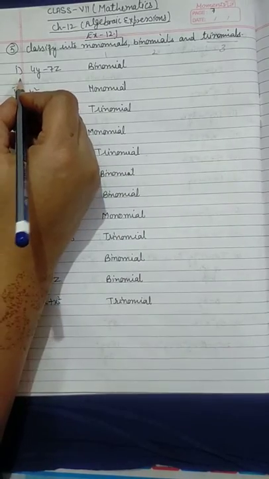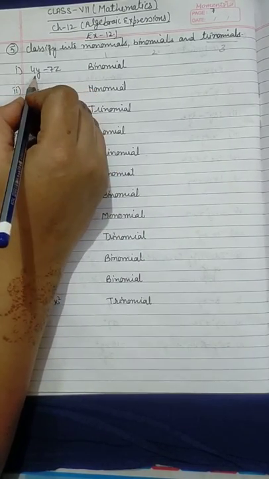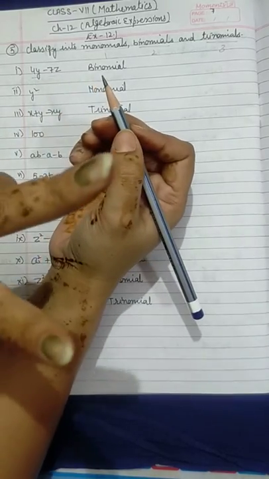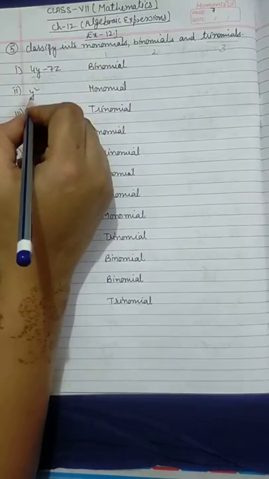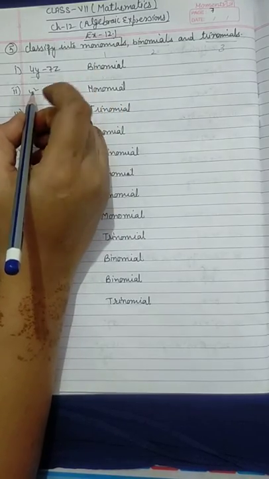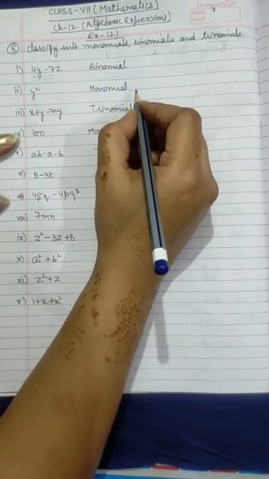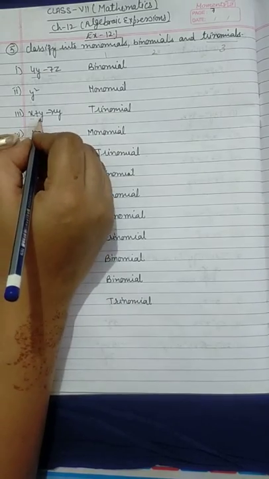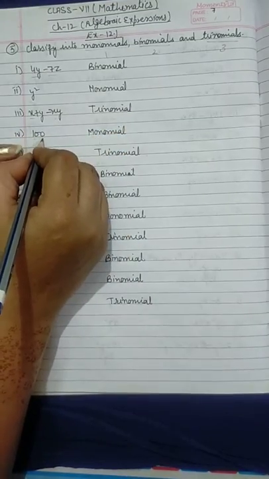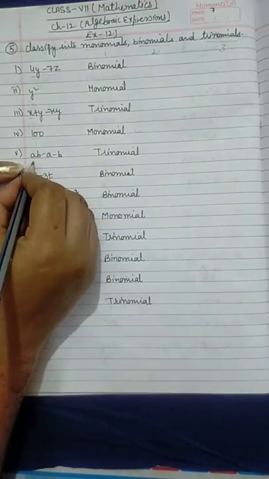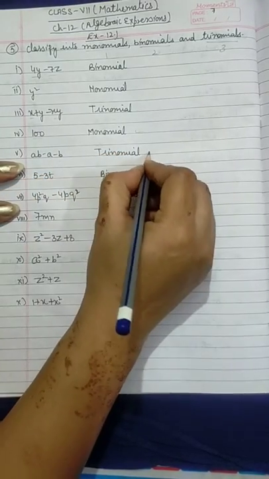In the first part I am having 4y minus 7z. You can see here only two terms are there, so it is known as binomial. See here y square, it is a single term, alone term, so it is monomial. And in the third expression we are having three terms, so it is known as trinomial. Same here, single term, it is known as monomial. Then three terms are there, it is known as trinomial.